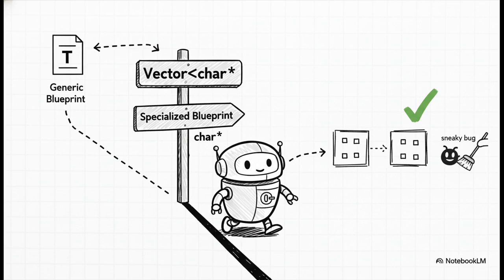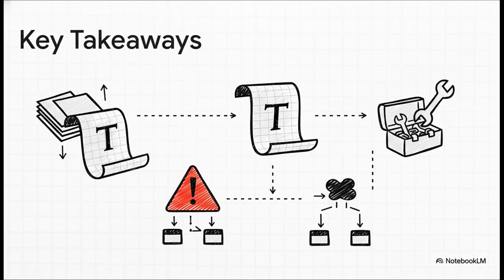So let's wrap this up with the key takeaways. First, class templates are your number one weapon against code duplication. Second, remember, they're just a blueprint that uses a placeholder like T. Third, be careful, because that generic blueprint can fail for pointer types because of shallow copies. And finally, when that happens, template specialization is the precision tool you need to provide a custom fix.